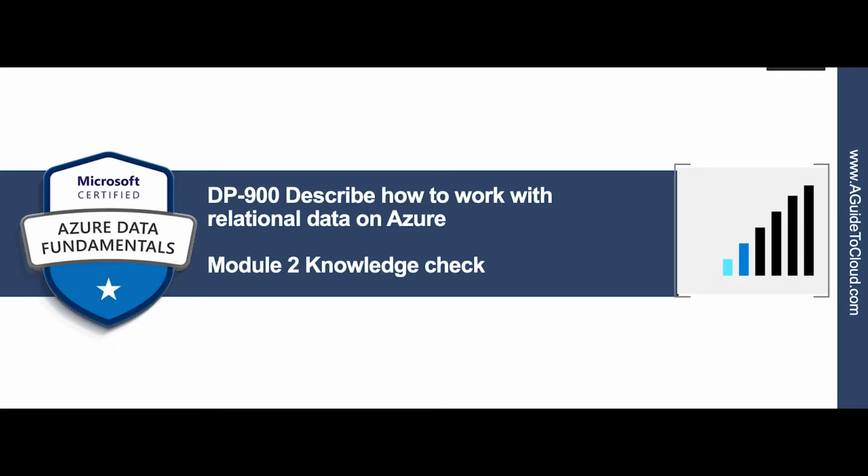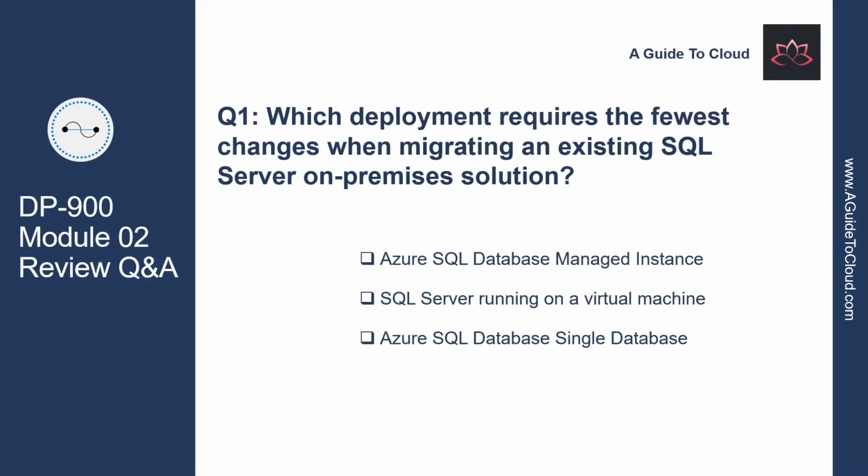The second module is all around how to work with relational data on Azure. So in this section, we're going to go through module 2 review questions. So let's look at the first question.